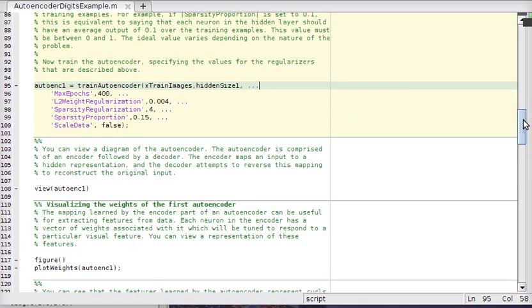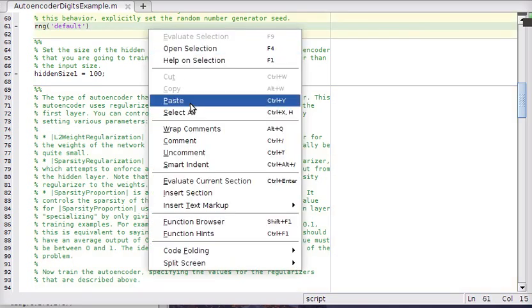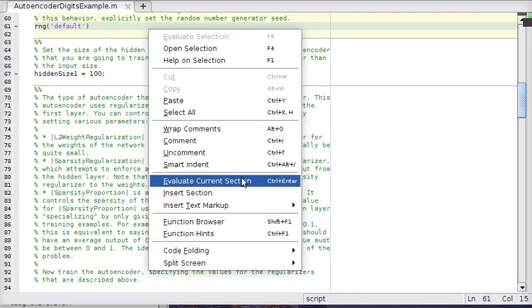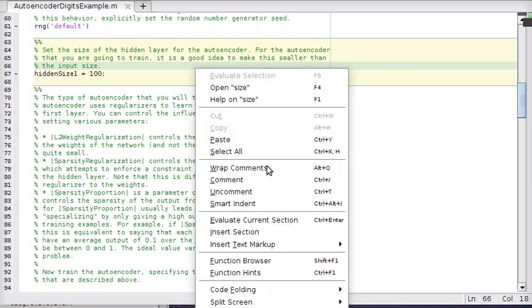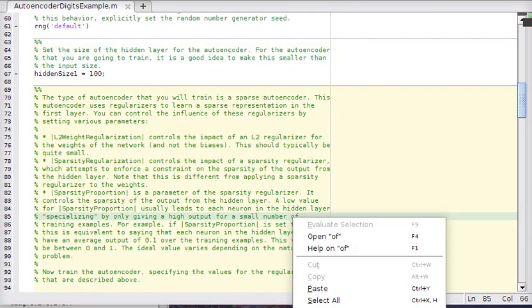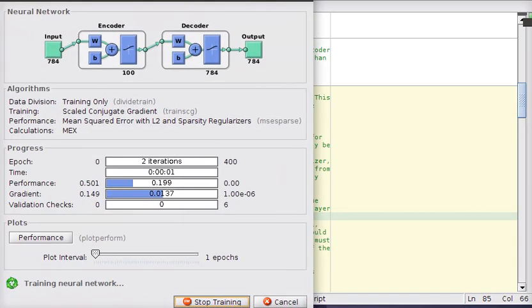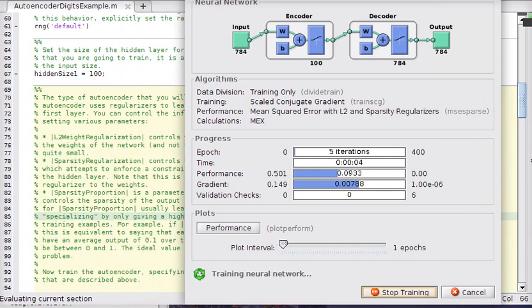Oops, I forgot to do the hidden size here. Oh, I guess we need to do this to evaluate that one, evaluate that one. Now we can evaluate this one. Okay, and there's our training, and we have this nice little training tool here. You can watch the training go by. This is kind of nice, the graphical version of the neural net.